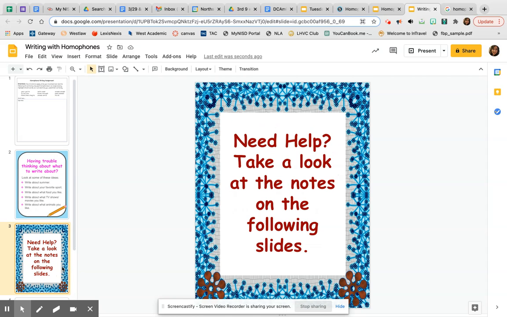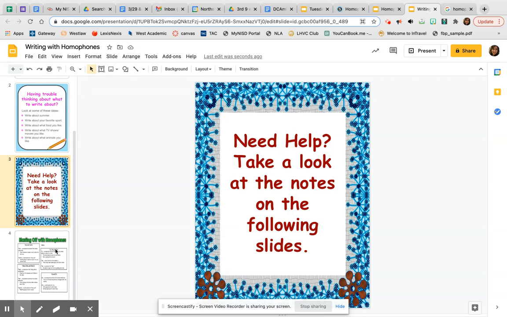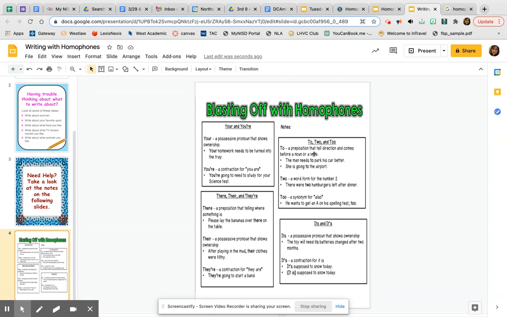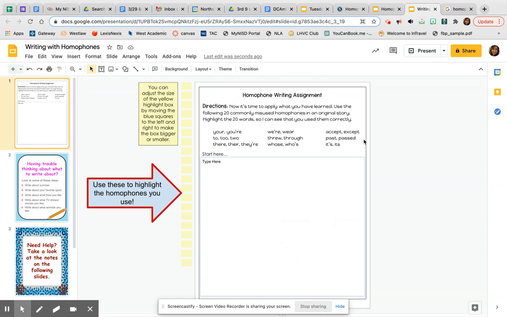All right, if you need some help, maybe you're stuck on how to use certain ones or you don't remember, you can take a look at the notes on the following slide. I went ahead and added a shortened version of our long notes that have been in our assignments: your and you're, to, too, and two, its and it's, there, their, and they're. If there are other homophones here like accept and except, we went over that on Tuesday.